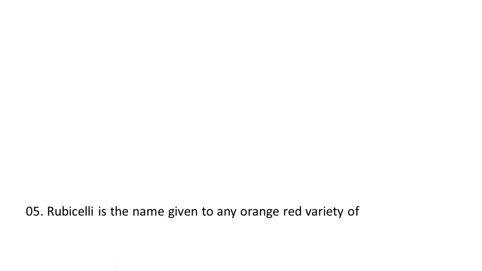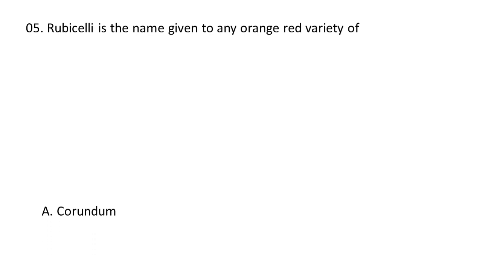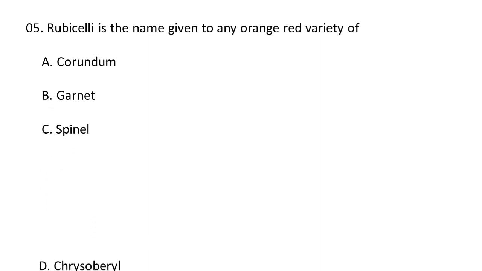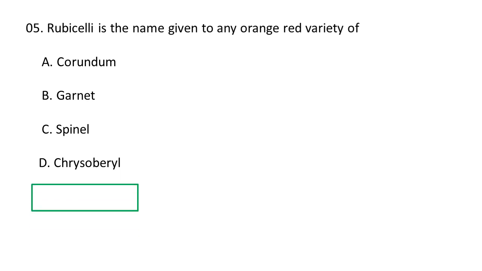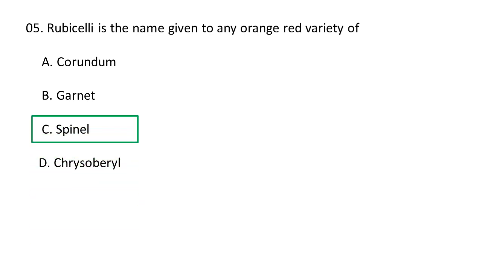Next question. Rubicelle is the name given to any orange red variety of A. Corundum, B. Garnet, C. Spinel, D. Chrysoberyl. So rubicelle is the name given to the orange red variety of spinel. C is the correct option.